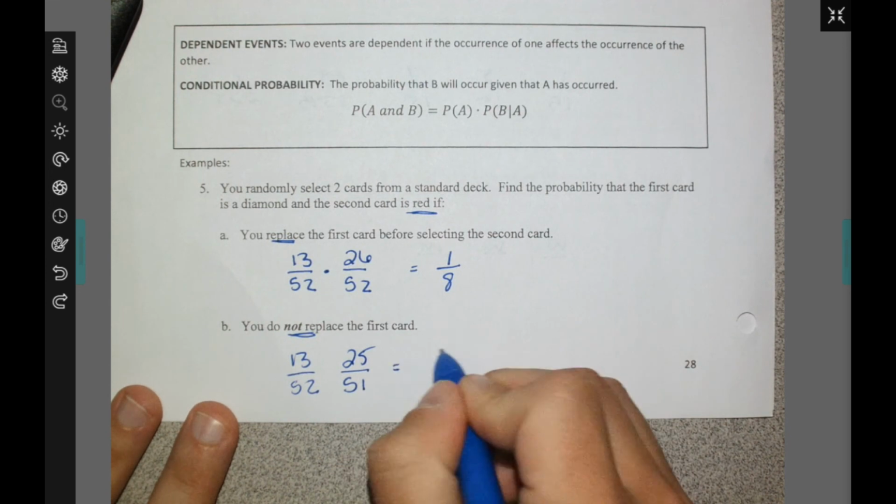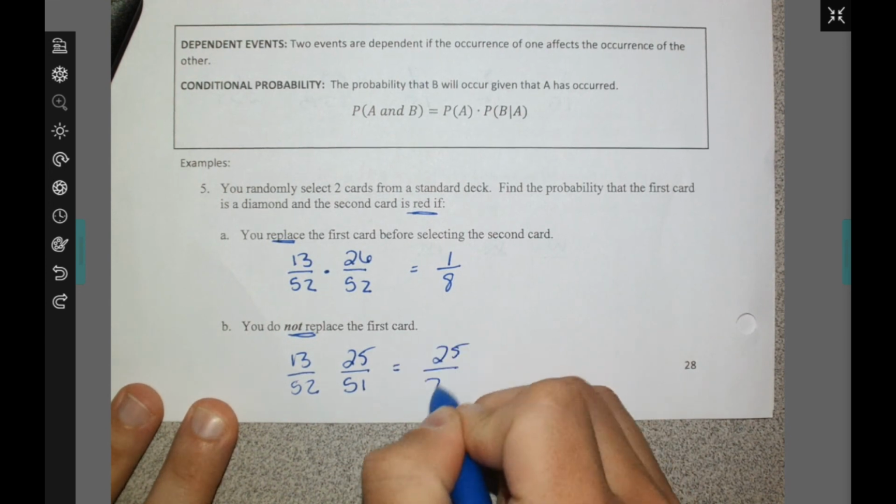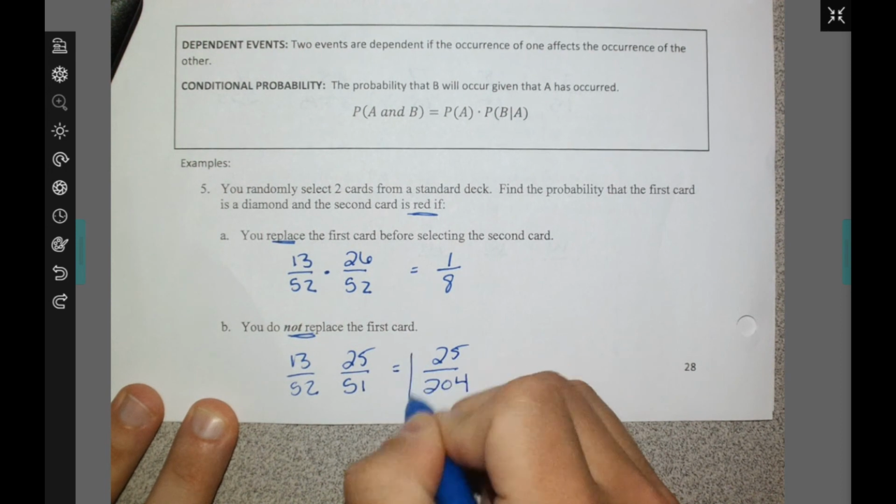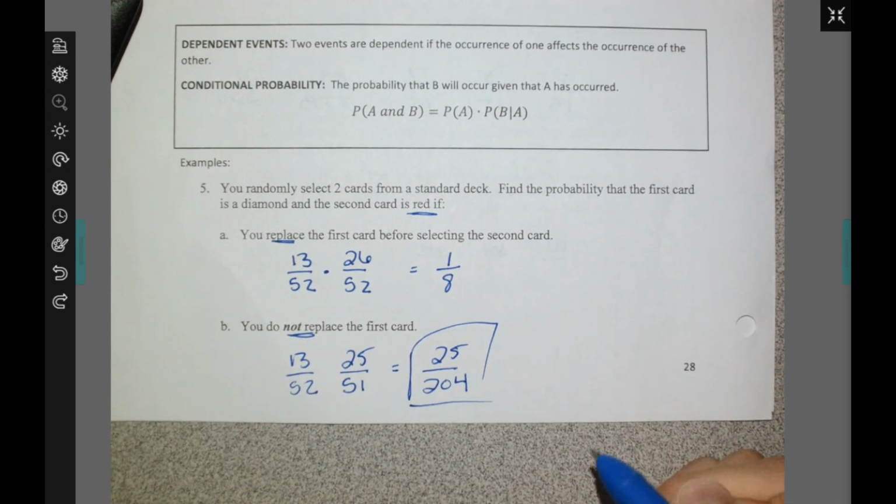Multiplying it out and simplifying is going to give me a probability of 25 over 204. And that's it for section 12.5.